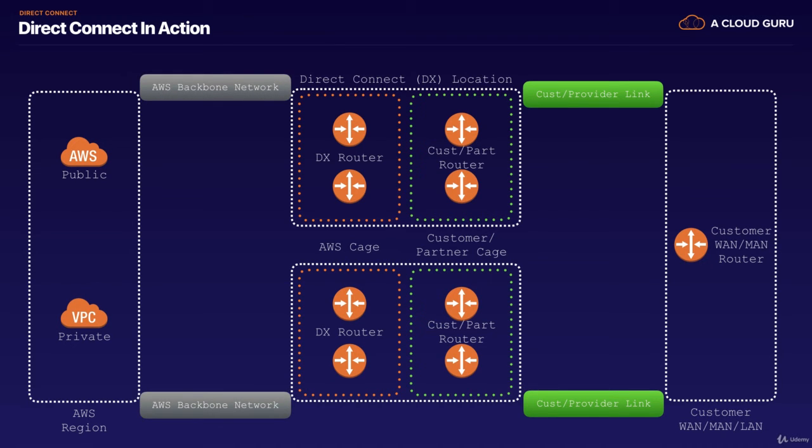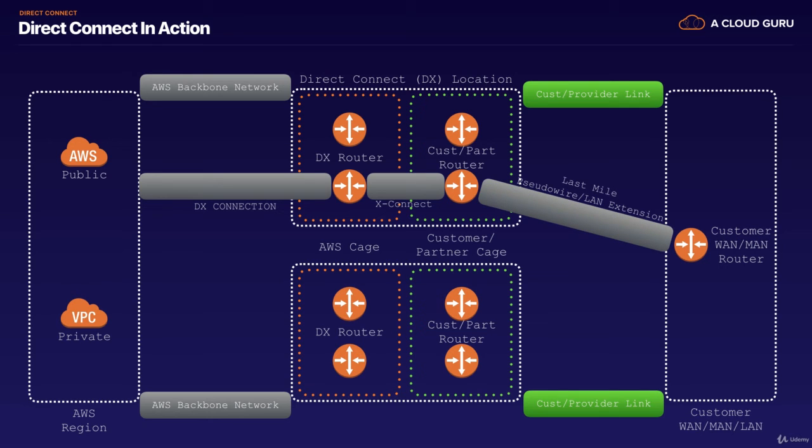And AWS have their own backbone network as well. And from their backbone network, they're connecting their Direct Connect routers through a Direct Connect connection. And then we have what's called a cross connect. And this is essentially a network cable that's connecting our Direct Connect routers to our customer or our partner routers. And then we have our own dedicated link. So this is our last mile extension. So this could be an MPLS circuit or dedicated line, etc.